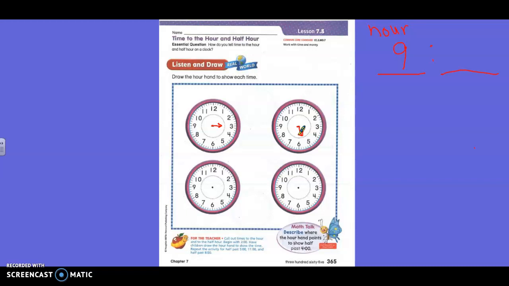Now, on this one, if we were at 11 o'clock, where would the hour hand be pointing? At 11 o'clock. Finley? At the 11. Right at the 11. 11 o'clock will be pointing right at the 11. Your little hand points right at the 11.